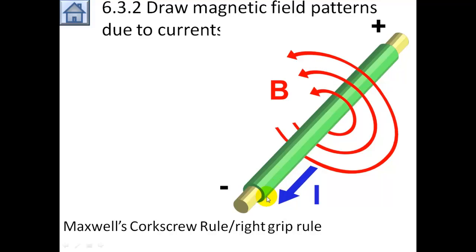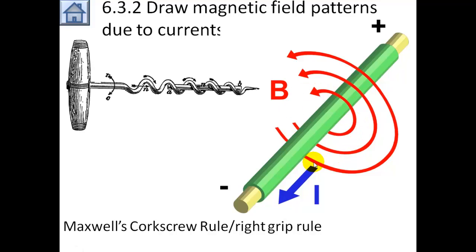Now we have Maxwell's corkscrew rule to basically decide which way the magnetic field line is going. Now if we have the current coming this way, remember the current is a flow of positive charges, the magnetic field lines will go in an anti-clockwise direction. How can we remember this? Well, if you think of the direction of a corkscrew, the rotation of the handle will be in the same direction that the magnetic field lines will go.